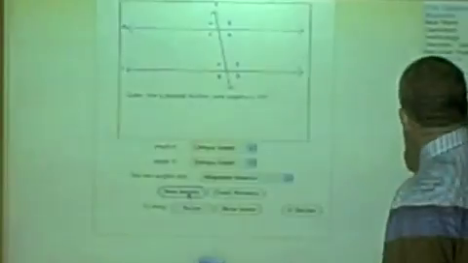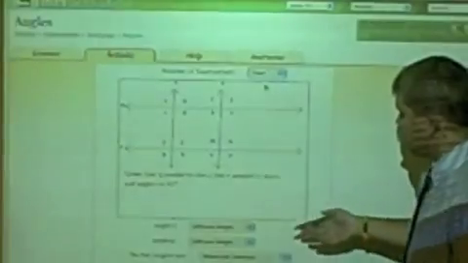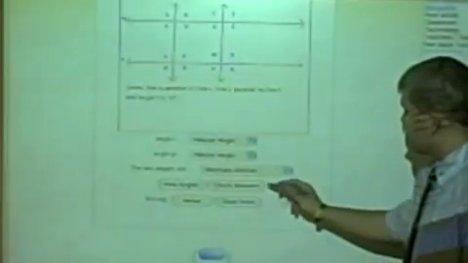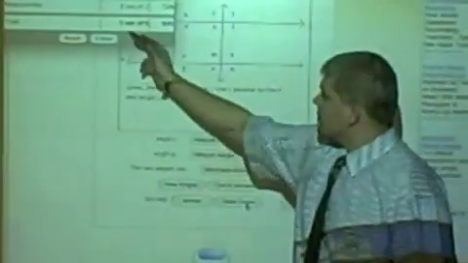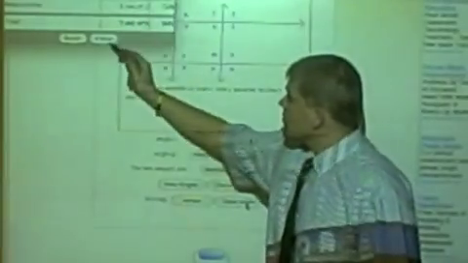You can also change and have different angles. So now we have 2 transversals cutting through these parallel lines. And if we leave all the answers the same and check them, we can see that there's another one incorrect, and it accumulates over each activity, so we have 5 out of 6 right.